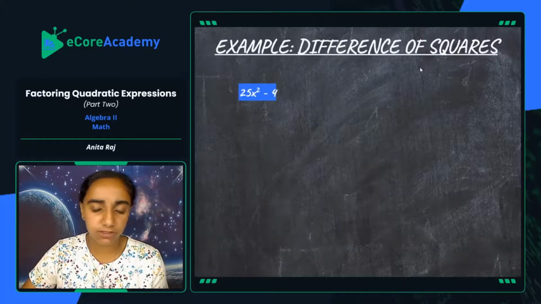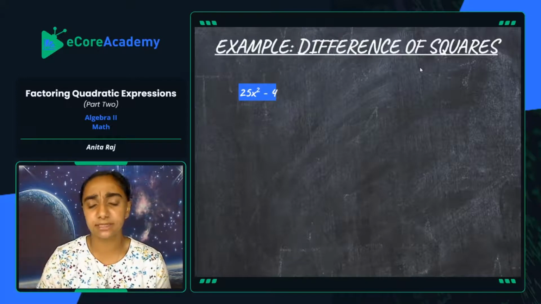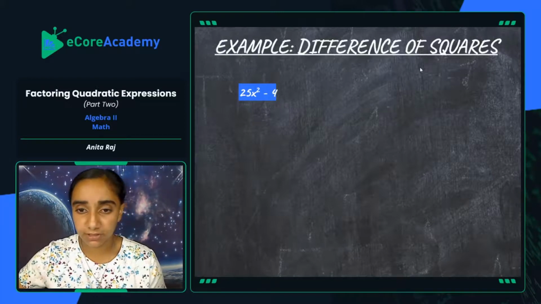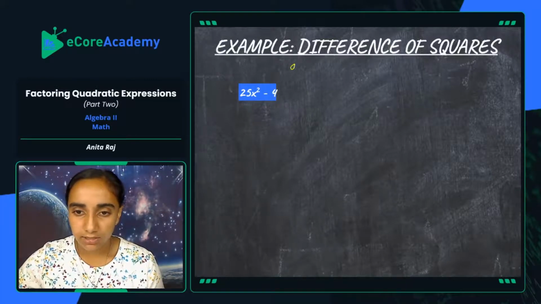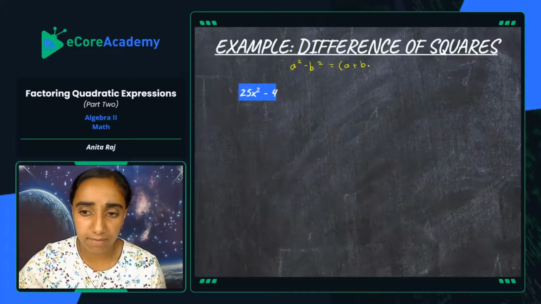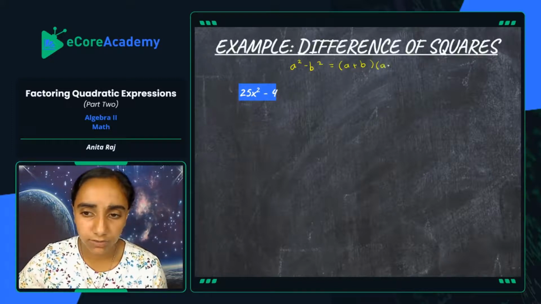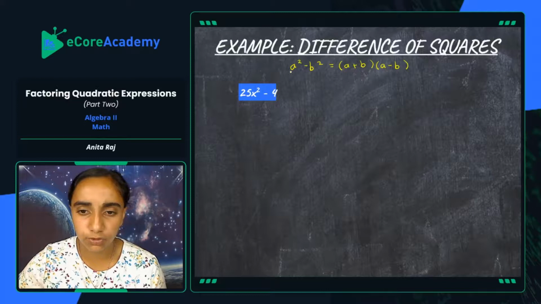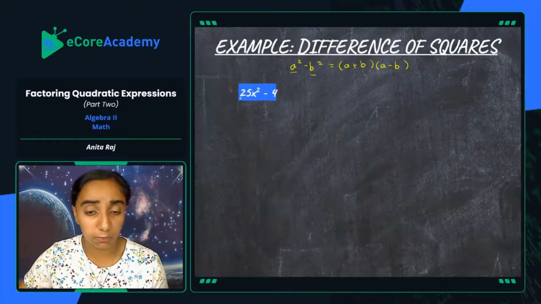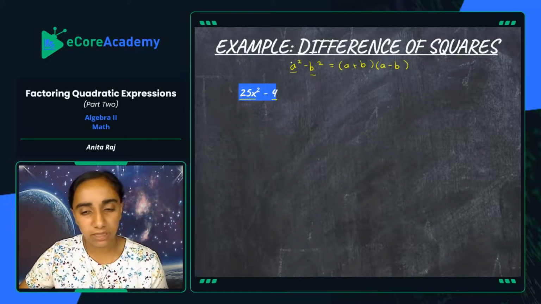So we have this quadratic expression. We have 25x squared minus 4. As you can see, it's missing a b term. Usually with difference of squares, I'm just going to write at the top a squared minus b squared equals a plus b times a minus b. You see that you only have two terms. You have an a squared term and you have a b squared term. Just like you can see that you have two terms of 25x squared and a minus 4. So that's just going to follow suit.